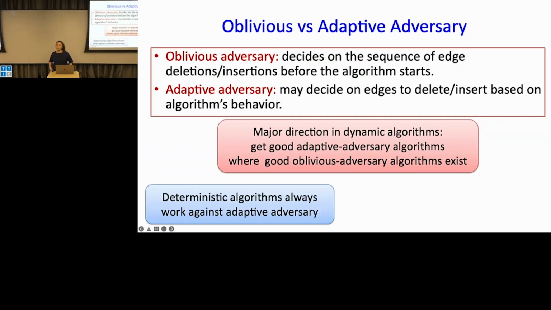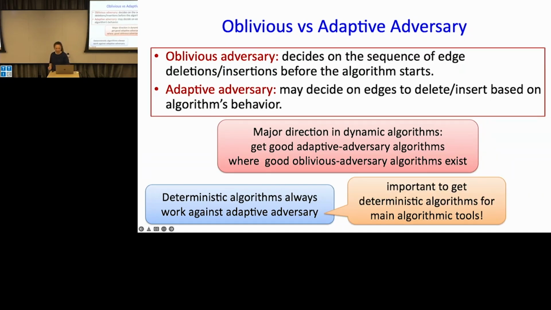One important thing to know is that if you have an algorithm that's deterministic, it always works against the adaptive adversary. You don't need to think about it, you don't need to prove anything, it's a given. If your algorithm is randomized, it may or may not work against the adaptive adversary, and you need to prove it on a case-by-case basis. But if you have an algorithm for a very basic problem, and you need to use it as a subroutine in other dynamic algorithms, you really want it to be deterministic. Because you want the other algorithms that use it not to have to look inside and figure out whether it can handle adaptive updates or not. They just get it automatically if it's deterministic.